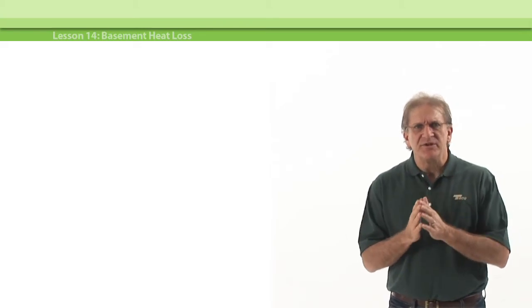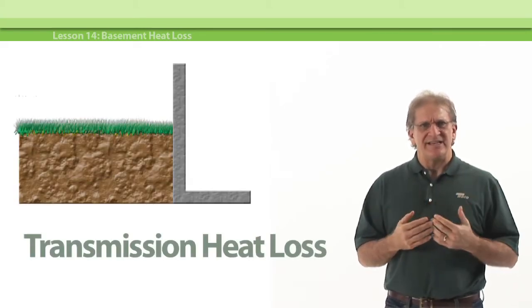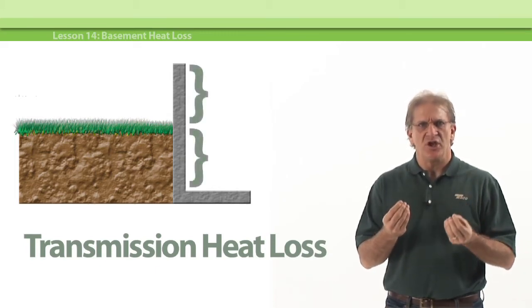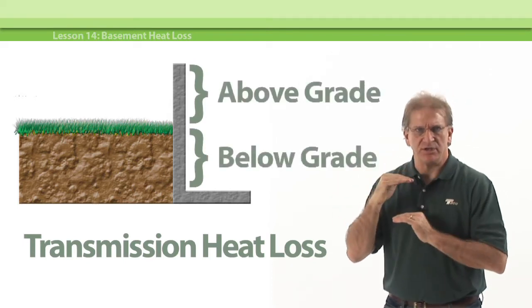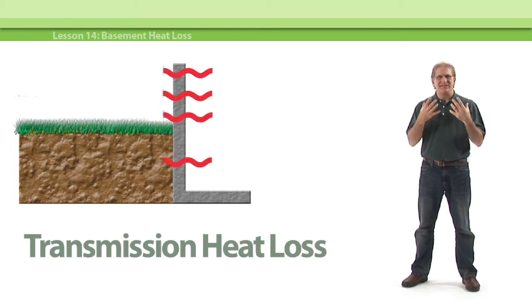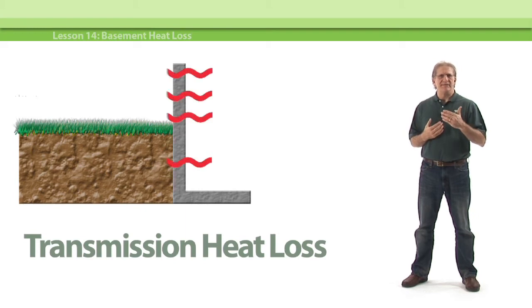Now let's do the transmission heat loss for the basement walls. Another big difference from the upper floors is that for the basement, we're going to have to do 2 separate calculations. One for the wall area that's above grade, one for the wall area that's below grade. The reason we do that is because Mother Earth is an excellent insulator, and the below grade portion of the walls will lose heat at a much lower rate than the above grade portions.